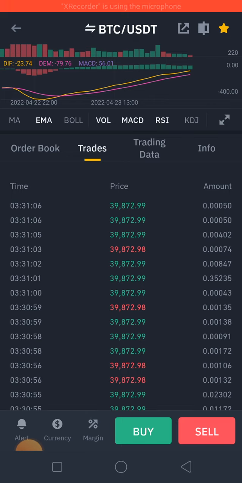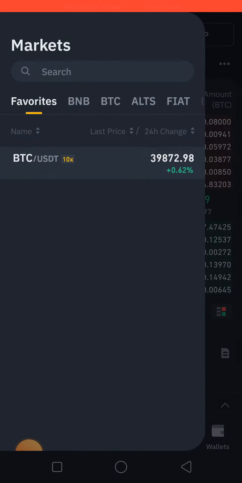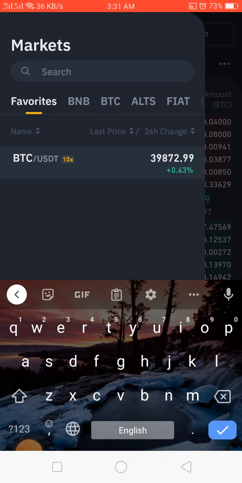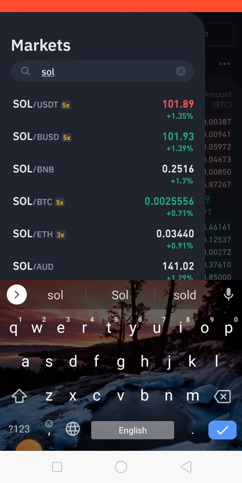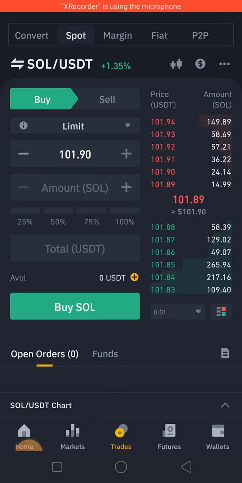So friends, let us come to our trades. Here we have to search the coin we want to buy. We can buy any coin from here. Let's suppose we are searching SOL. So SOL USDT, we have to click on it. This coin will be opened. Now we have to buy.